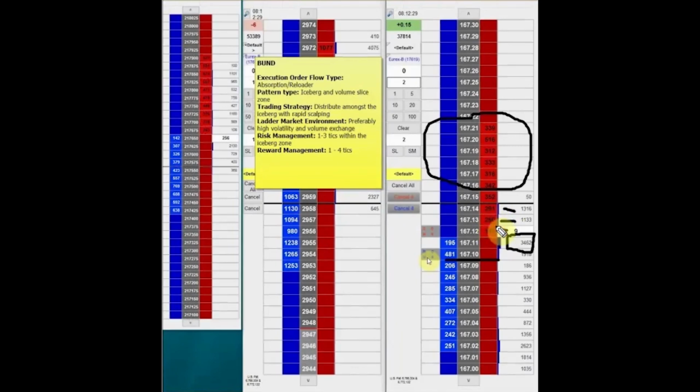So you want to be trading the direction of the seller that you are observing on the ladder, and this is where we're observing it at the moment, and you're distributing your clips. So that's the trading strategy. And then the ladder market environment, preferably high volatility and volume exchange. The higher the volatility and the higher the volume exchange, the easier it is to see a seller.